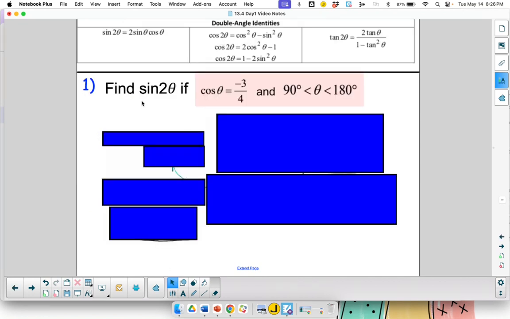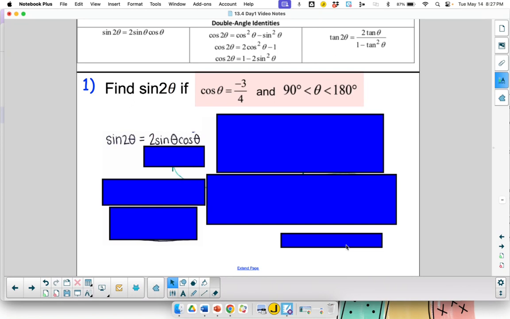So here's an example. Find sine of 2 theta if, and they're giving us a cosine value for theta, and they're telling us where theta is located. When I do these problems, the first thing I like to do is copy down the formula for the thing I'm solving for. So on my formula sheet, I find the sine of 2 theta formula and just copy it down. The next thing I'm going to do is put any given information into this formula.